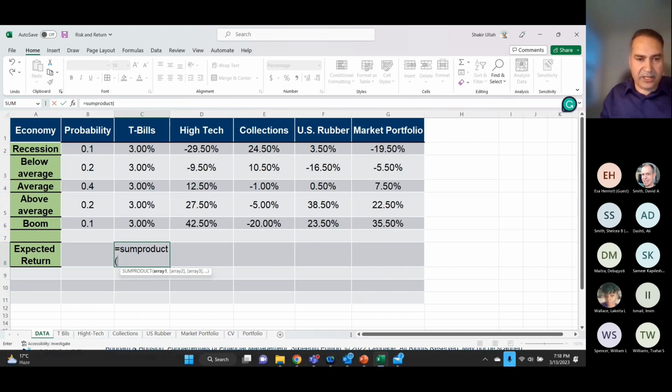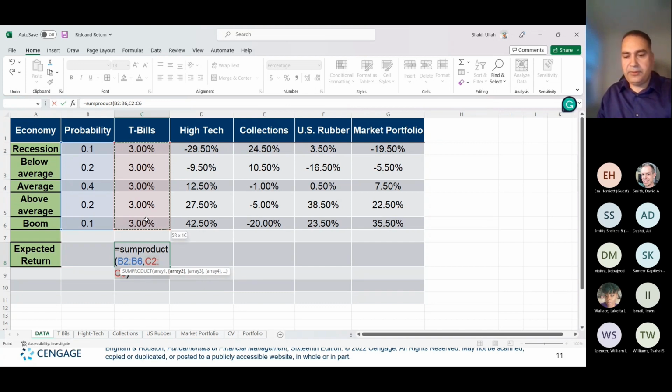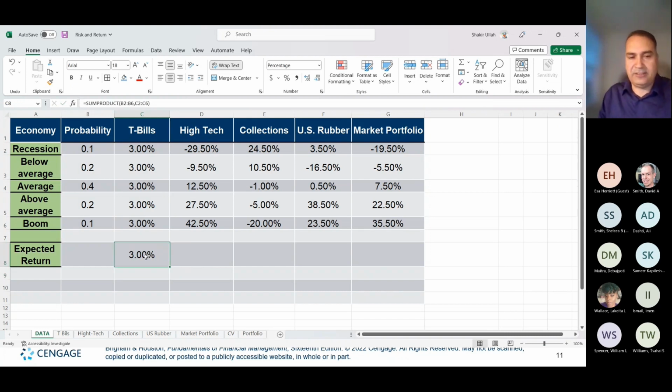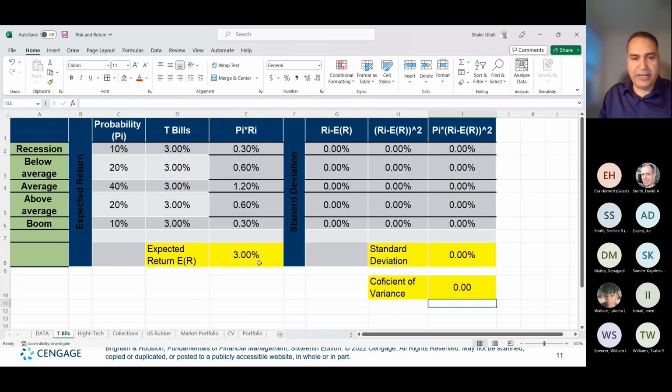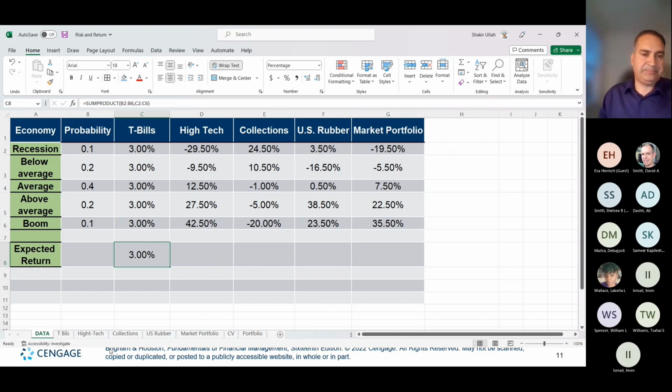So let me do that. It is asking for arrays. An array means a series of data. I select these probabilities, comma, and the next array that I want to multiply, for example, for the T-bills. I want to multiply just these two columns, and I close the parentheses, and I get a 3% expected return. It's the same that we got over here. That makes things much easier, but then you would not be able to thoroughly understand the steps involved, because we have to build the formula.